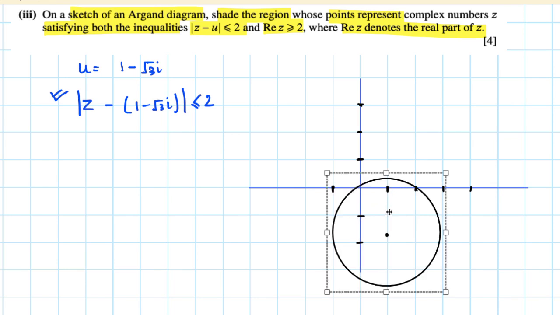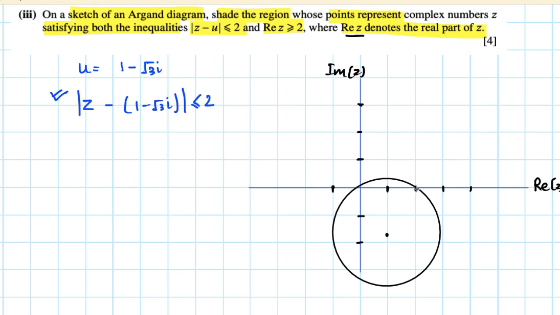Okay, so roughly this is our center. Now the second part in the question is the real part, and we know this is the real axis for Z and this is the imaginary axis of Z, and the real part of Z is greater than or equal to 2. So where is it 2? Over this part. So let's draw a line over here where it's 2.